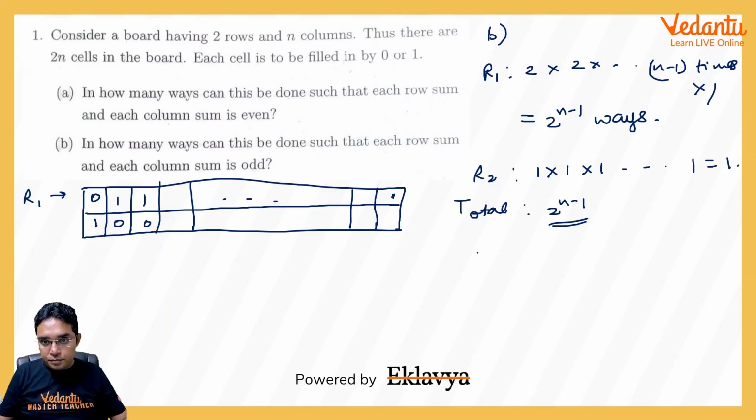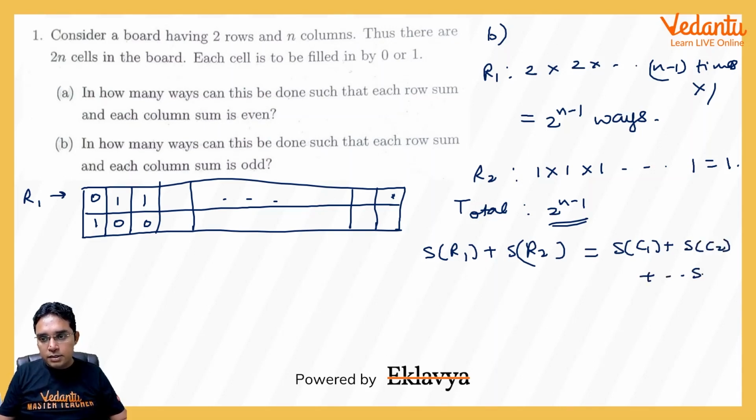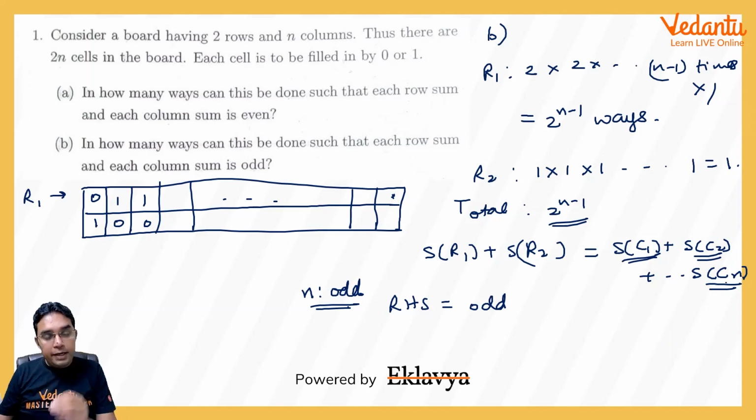As I told you, sum along R1 plus sum along R2 has to be equal to sum along column 1 plus sum along column 2 and so on, sum along column n. Okay, now two cases I will take. Suppose n is odd. I will take first when n is odd. Then you can see this right hand side will become odd, yes or no? Because all these sums are odd, and odd getting added odd times will give you odd.